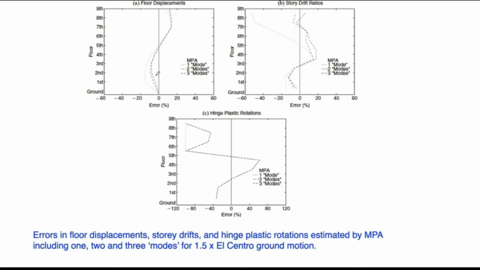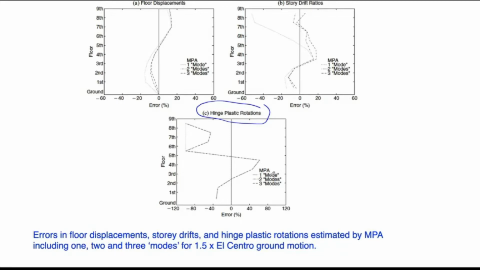So this is the error in the floor displacement. You can see that it is on the order of less than 10% when you include all three modes. In the story drift, it's a bit higher, up to 20%, but again, it's not that serious. But in the case of the plastic hinge rotation, the error is quite large, like 80% in some cases, or more than 40% in some cases. So anyway, these were the initial works related to the MPA procedure.